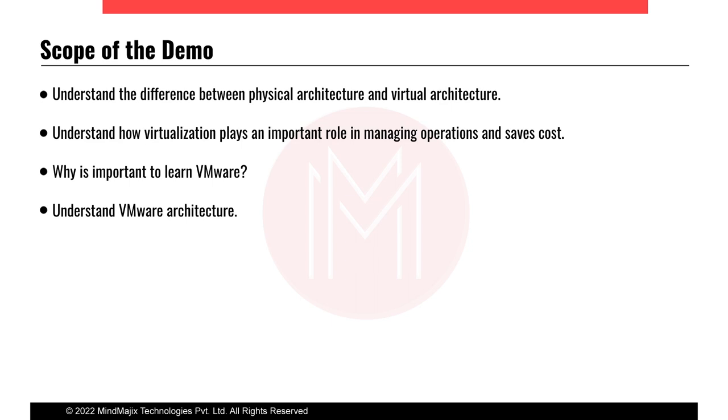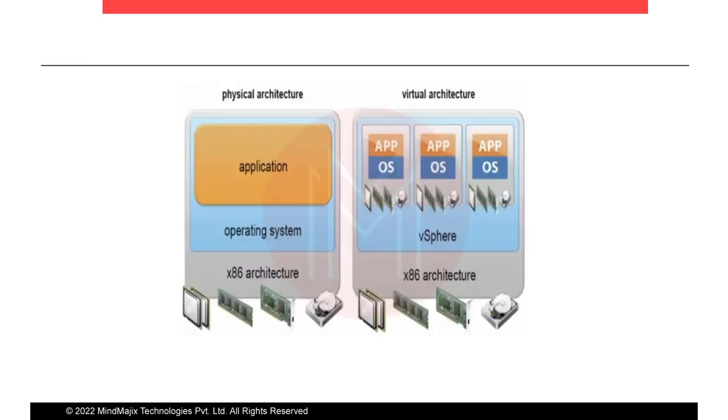Also, it is important to learn why VMware is important when it comes to virtualization. There are three major factors why VMware is important, and I will also explain the VMware architecture, to help you understand where ESXi plays a role and how vCenter plays a role in that. So as I said, we will compare the physical architecture vis-a-vis the virtual architecture.